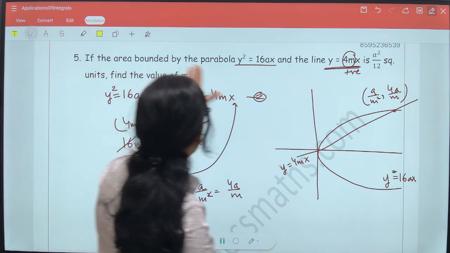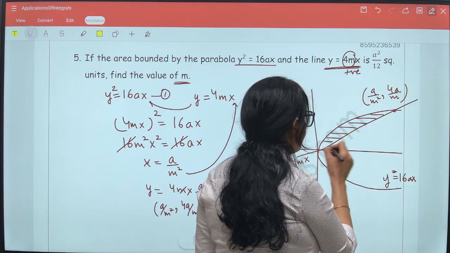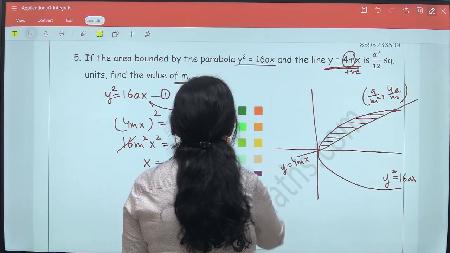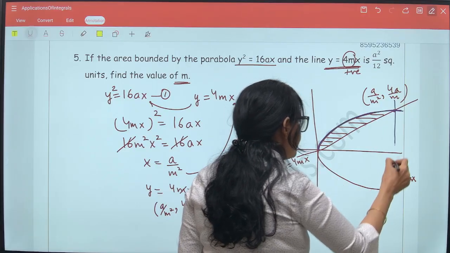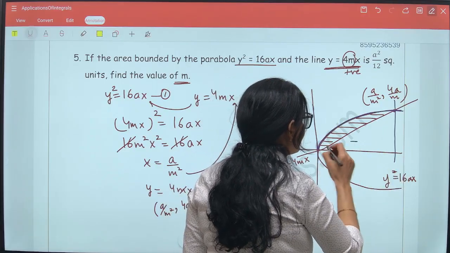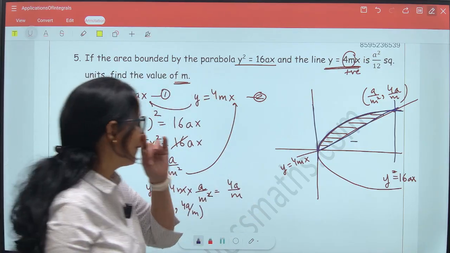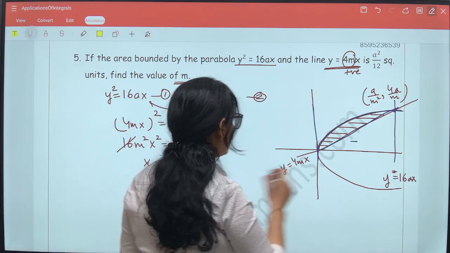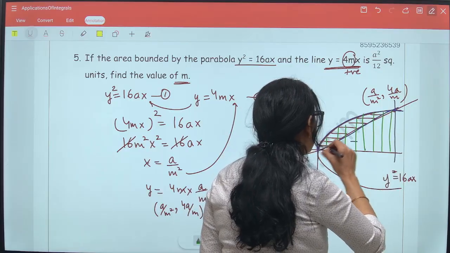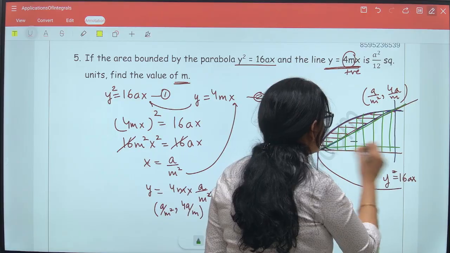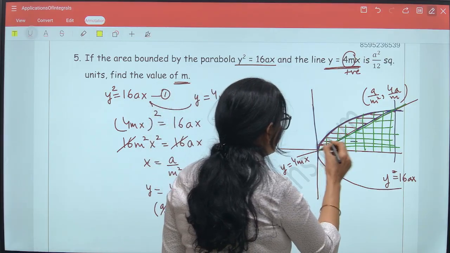Now you need to find the area bounded by this parabola and the straight line. That means the required area is this. So this is going to be the area bounded by the parabola within this range minus the area bounded by the straight line. Getting? Because if you find only the area bounded by the parabola, you will get this entire area, but you need to take away the area bounded by the straight line to get the required area what you need. So this is the required area.